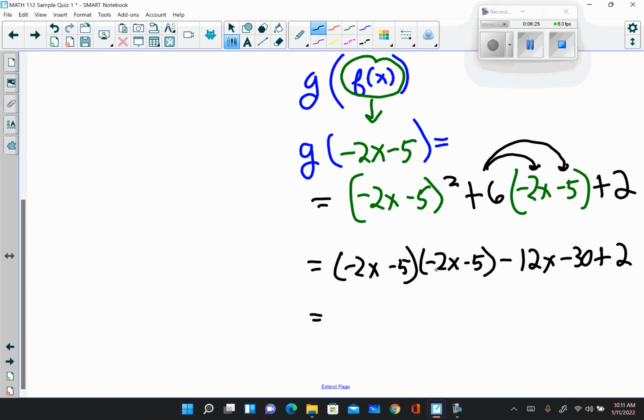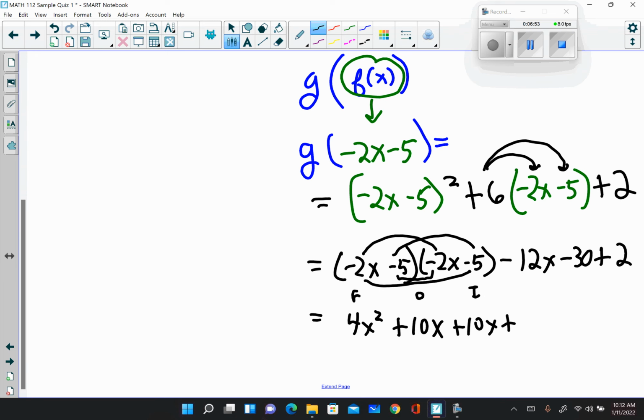To multiply these binomials, I'm going to say FOIL. Negative 2x times negative 2x is positive 4x squared. Negative 2x times negative 5 is positive 10x. Negative 5 times negative 2x is positive 10x. And negative 5 times negative 5 is positive 25.